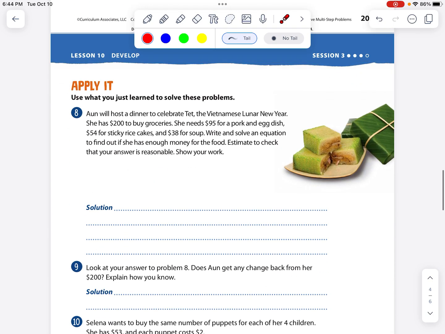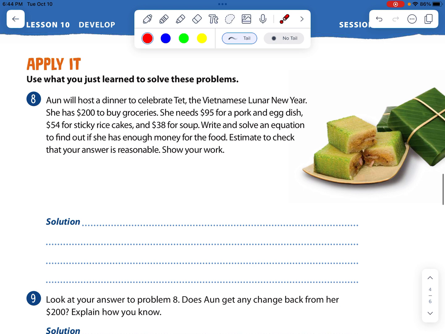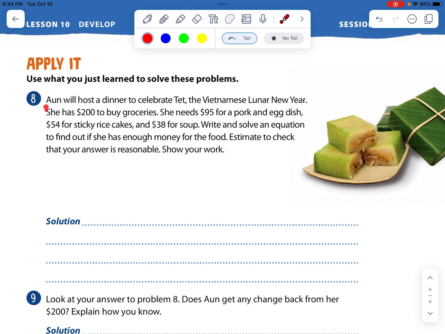We're going to do this problem. Anne will host a dinner to celebrate Tet, the Vietnamese Lunar New Year. She has $200 to buy groceries. She needs $95 for a pork and egg dish, $54 for sticky rice cakes, and $38 for soup. Write and solve an equation to find out if she has enough money for the food. Estimate to check if your answer is reasonable.